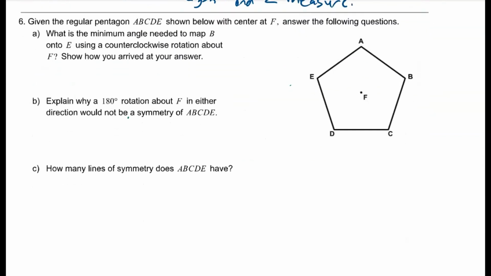Number 6. Given a regular pentagon, remember that just means that all the sides are the same and all the angles are the same, shown below with center F, answer the following questions. What is the minimum angle needed to map B onto E using a counterclockwise rotation about F? So I want to get B to map onto E. Remember to find the minimum rotation needed to map a figure onto itself, as long as it's a regular polygon, you could take one full rotation and divide it by the number of sides, or the number of angles, because that should be the same in your polygon. So in this case, I know 72 degrees counterclockwise would map this figure right on top of itself.